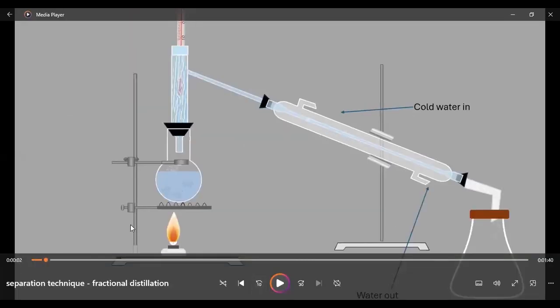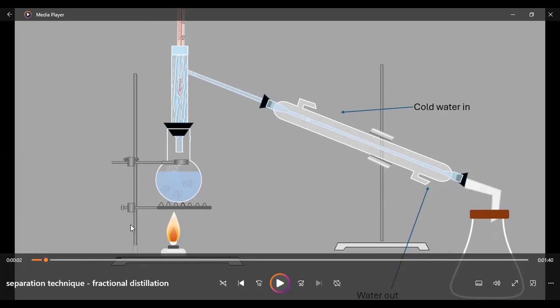Okay, here is a setup of fractional distillation. You can see there's a fractionating column here, this thing on top, and the fractionating column is filled with pieces of glass. The temperature in the fractionating column is lower than the temperature in the container.